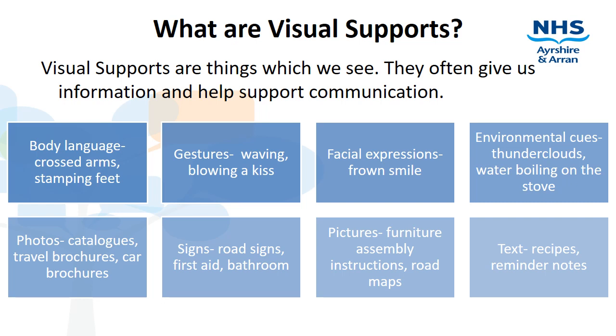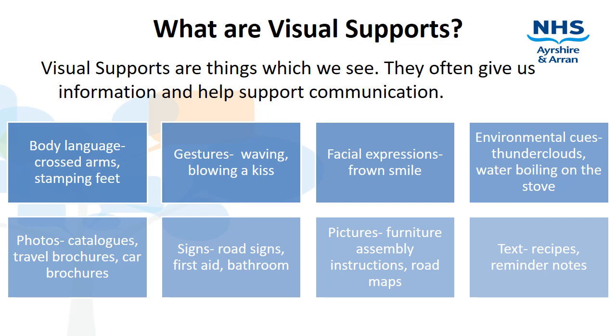It can be things like body language. Crossed arms can tell us that someone is maybe feeling angry. It could be gestures. A wave we know means that someone's saying hello or goodbye. Facial expression. A frown communicates something very different to a smile. Environmental cues, things like thunderclouds, water boiling on the stove.